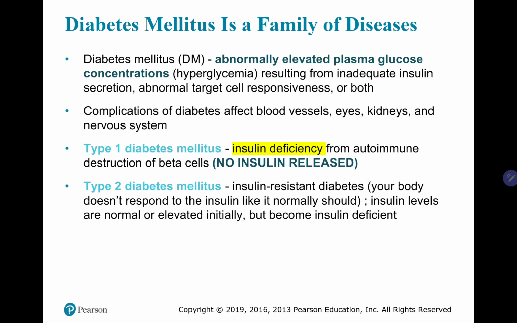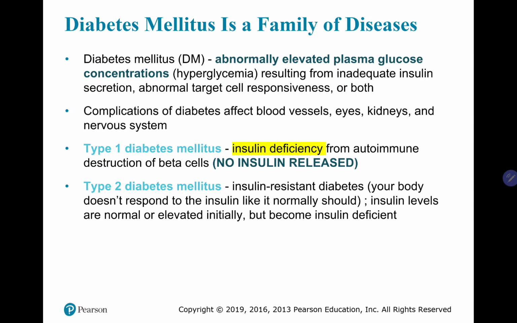So diabetes mellitus is going to be a family of diseases. Diabetes mellitus is characterized by abnormally elevated plasma glucose concentrations, or hyperglycemia, resulting from inadequate insulin secretion or abnormal target cell responsiveness or even both. And unfortunately, complications of diabetes will affect blood vessels, eyes, kidneys, and the nervous system.